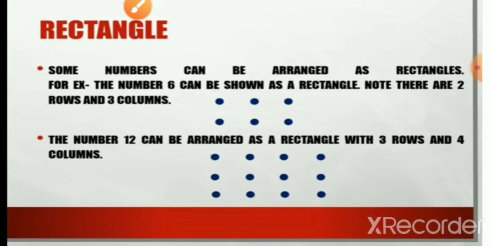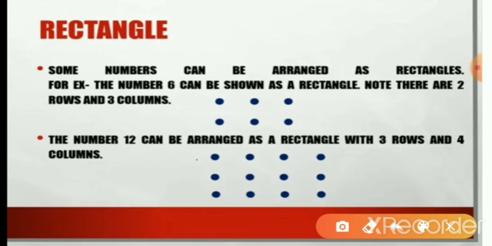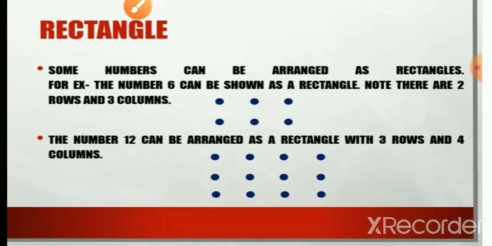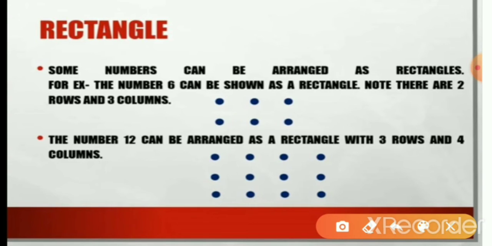The number 12 can be arranged as a rectangle with 3 rows and 4 columns. You can see here 1, 2, 3. So this is called a row. So these are 3 rows and 4 columns. 1, 2, 3, 4. This we can say is a column. So in this way, 3 rows and 4 columns. Using these 12 dots we can also form a rectangle like this.